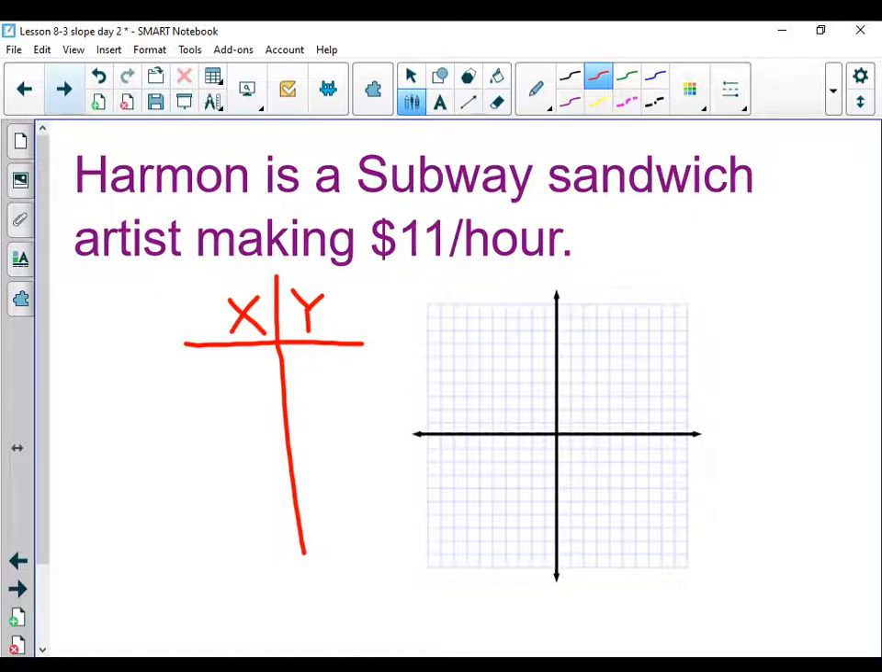Turns out, this can be an XY chart. Because if Harmon works no hours, he gets no money. What if Harmon works 1 hour? What if he works 2 hours? You guys, it turns out working for Subway is actually a math problem.